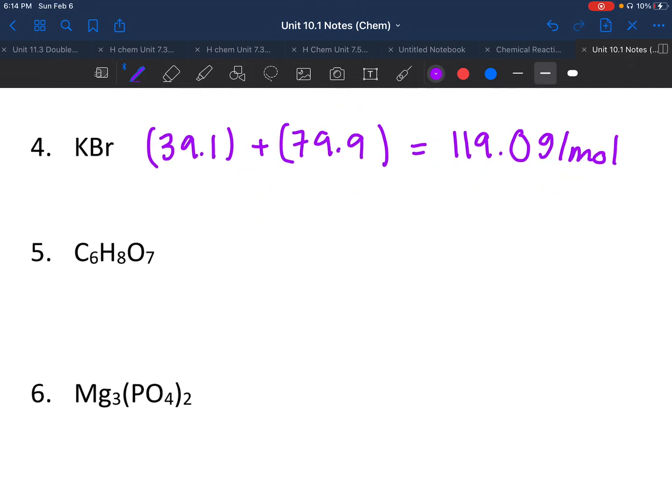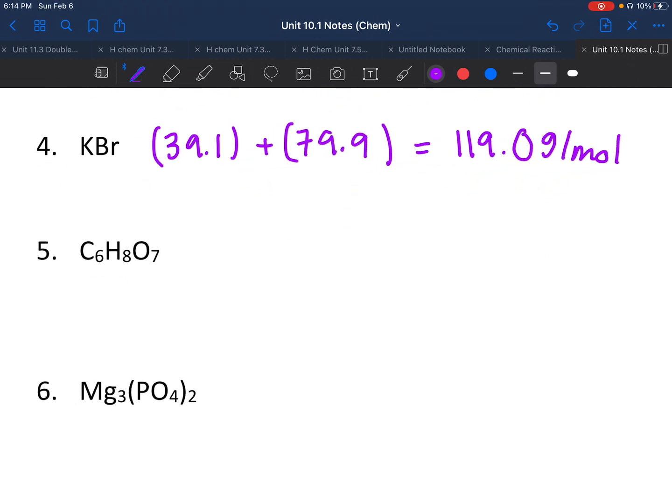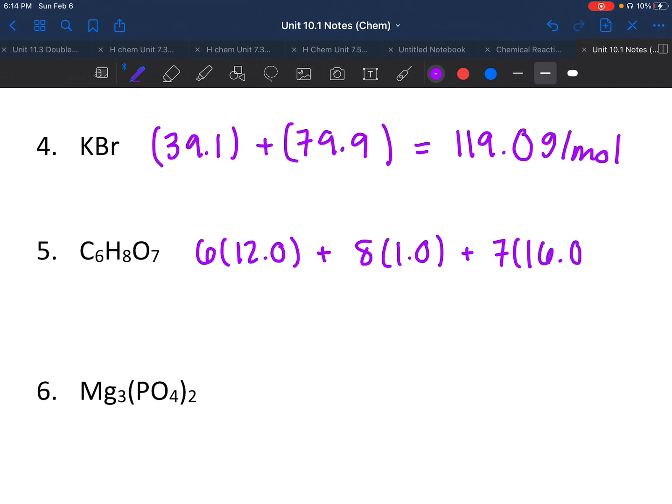Now, these last two are a little more difficult, but I hope you will find that they're still simple. So in this case, we have multiples of all of our atoms. We have 6 carbons, 8 hydrogens, 7 oxygens here. And so how we would find this is multiplying 6 times the mass of carbon, which is 12.0. You're adding that to 8 times the mass of hydrogen, 1.0. And then add that to 7 times the mass of oxygen, which is 16.0.